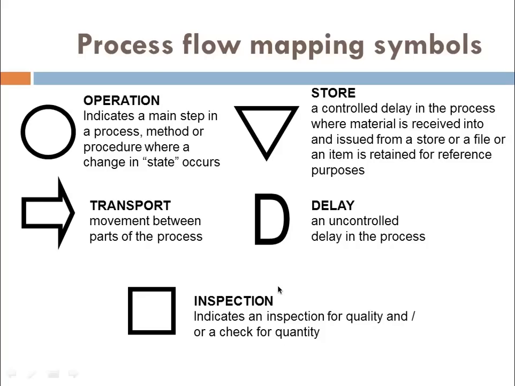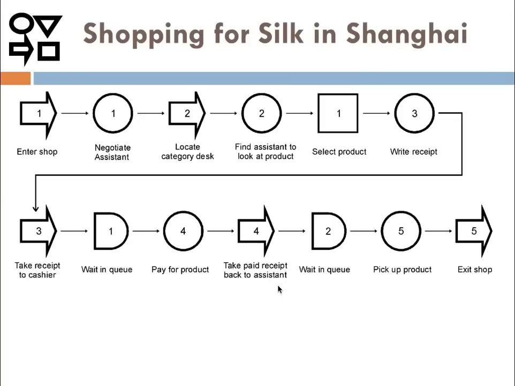Now, we will take an example from our course itself to look at a person shopping for silk in Shanghai and analyze the whole process of this shopping activity using these mapping symbols. The person enters the shop, which is actually a movement, therefore considered to be a transport. Then you have the activity which is negotiating with the assistant. This is actually an operation because it is neither a store nor a delay nor transport nor inspection. It is actually an operation.